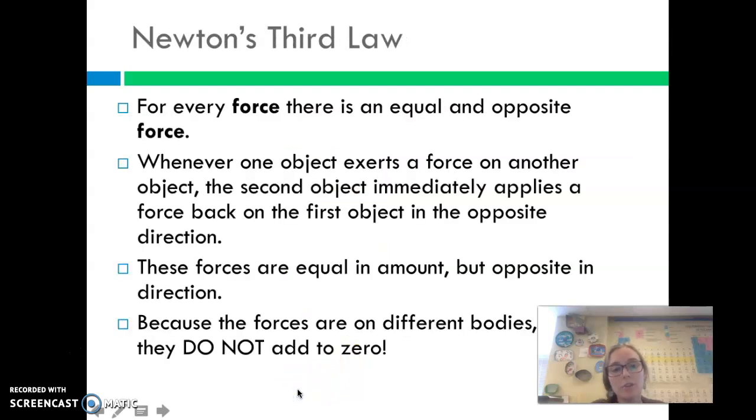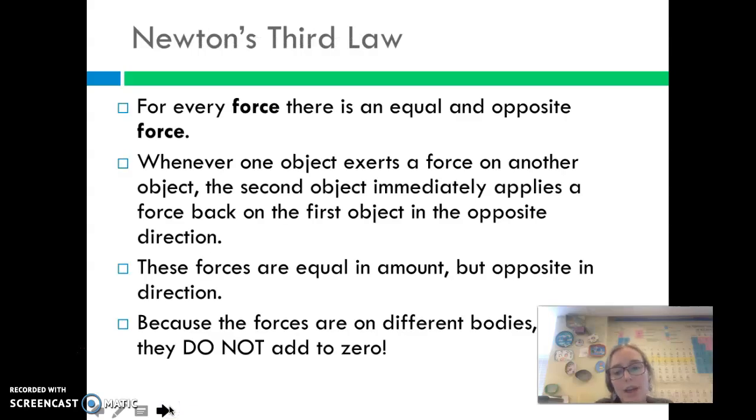We're now going to talk about Newton's third law of motion. This states that for every force there is an equal and opposite force. Whenever one object exerts a force on another object, the second object immediately applies a force back on the first object in the opposite direction. These forces are equal in amount but opposite in direction. Because the forces are on different bodies, they do not add up to zero.